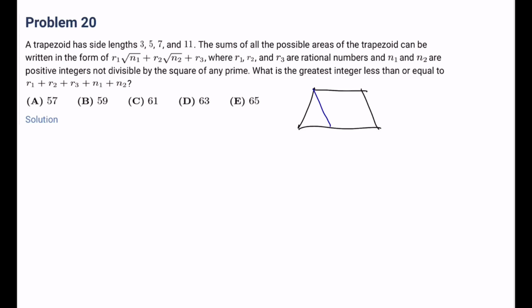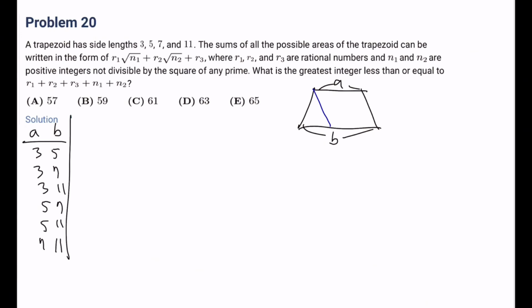And so let's just check them. A and B are parallel, so let's call those sides A and B, and A should be less than B. If A and B are parallel and A is less than B, then they can be chosen out of 3, 5, 7, and 11. It can be 3 and 5, or 3 and 7, or 3 and 11, or 5 and 7, or 5 and 11, or 7 and 11. And so now let's test every one of them.